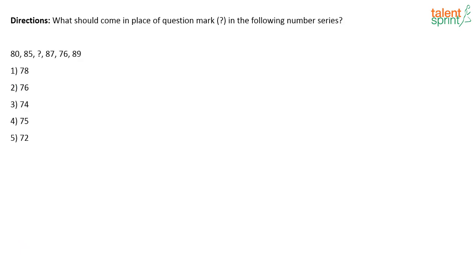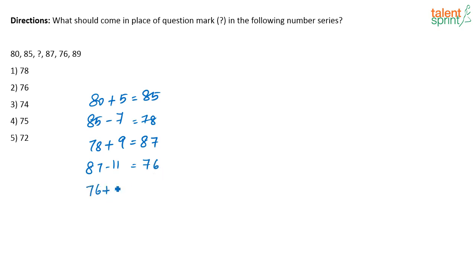Next, what should come in the place of question mark in the following number series? 80, 85, question mark, 87, 76, 89. What is the logic that is followed here? See, decreasing then increasing. Similarly here increasing, so this has to be decreasing and then increasing. Some pattern like that. Anyone, can you tell me the pattern? The logic that is followed here is this: 80 plus 5 is 85. 85 minus 7 is 78. 78 plus 9 is 87. 87 minus 11 is 76.